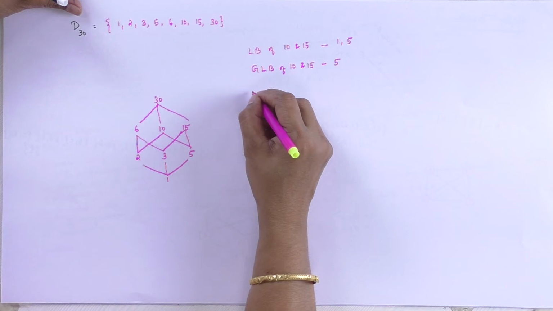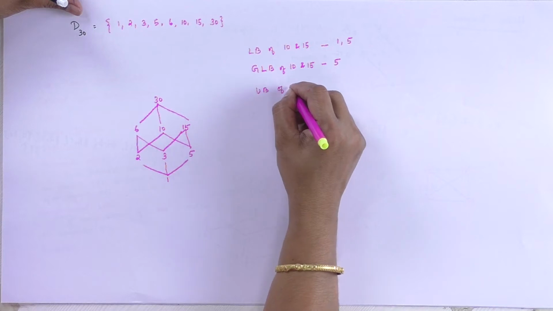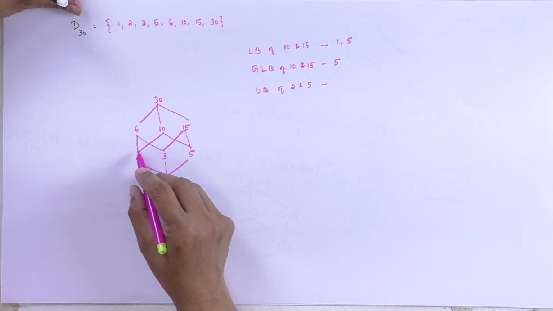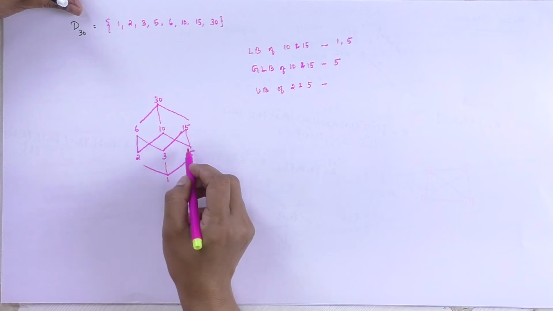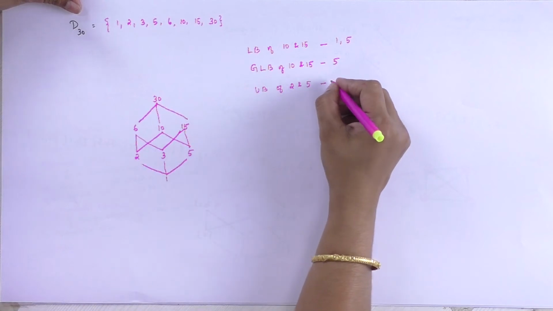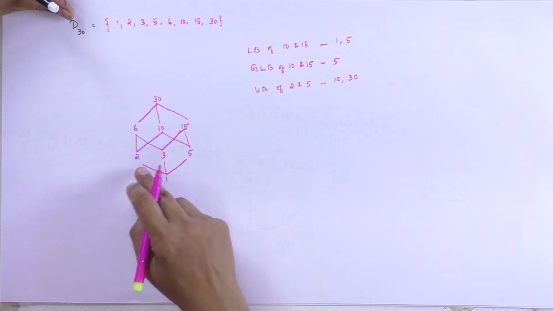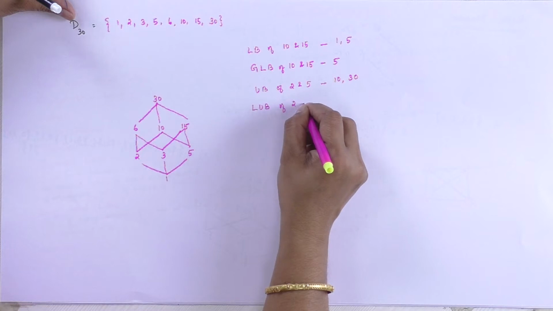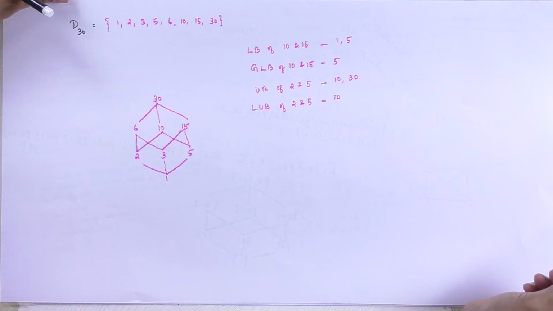And next, what is the upper bound of 2 and 5? The upper bounds of 2 and 5: 2 divides 6, 2 divides 10, 5 divides 10, 5 divides 15. So, the common ones are 10 and 30, since 2 and 5 both divide 10 as well as 30. The upper bounds are these. What is the least upper bound of 2 and 5? Among the upper bounds I had to find the least. So, this is my least.